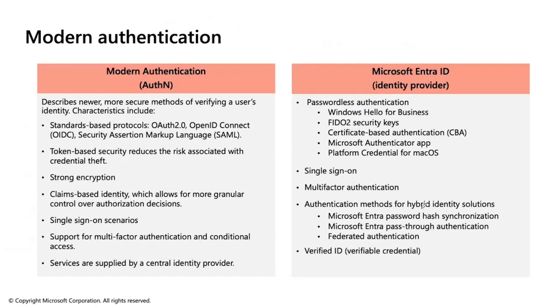Also, if you are in a hybrid directory synchronization, you can achieve Entra password hash synchronization, pass-through authentication, and federated authentication. Apart from that, you can achieve Verified ID and verifiable credentials. Now, this is something interesting, that we have modern authentication options that are industry ready.